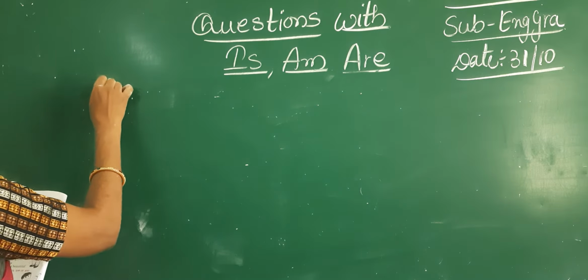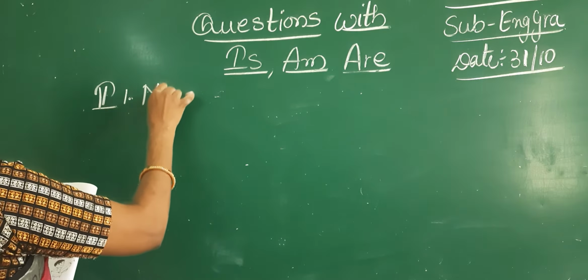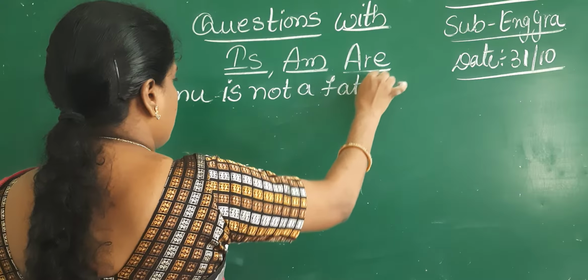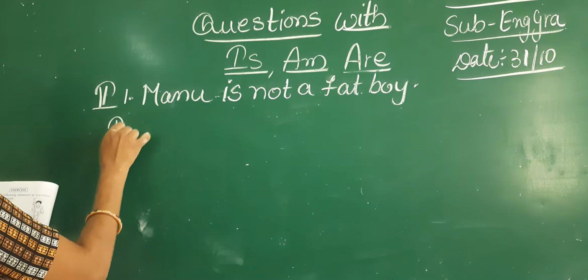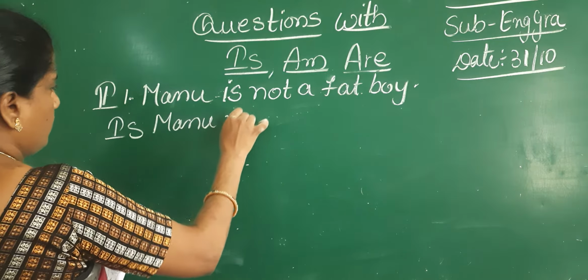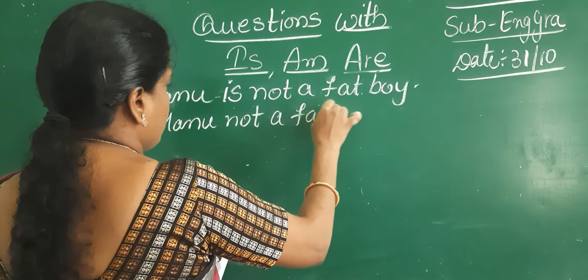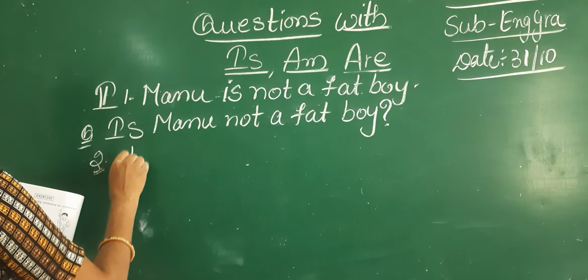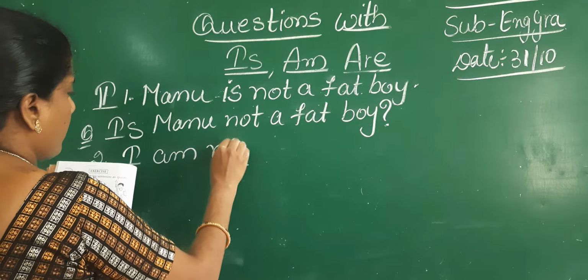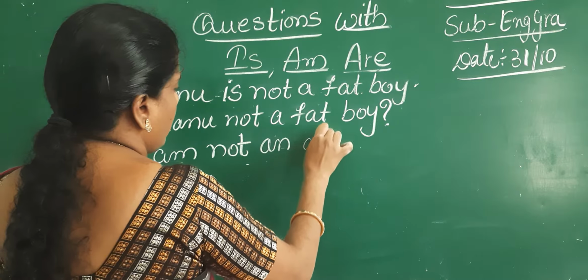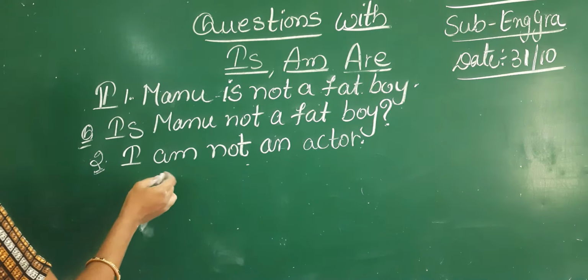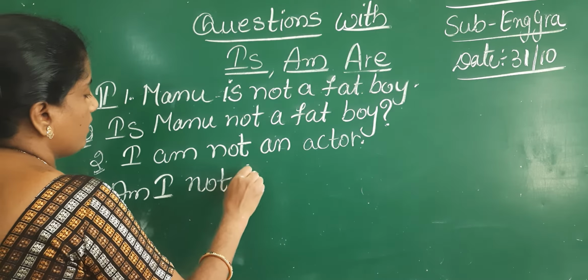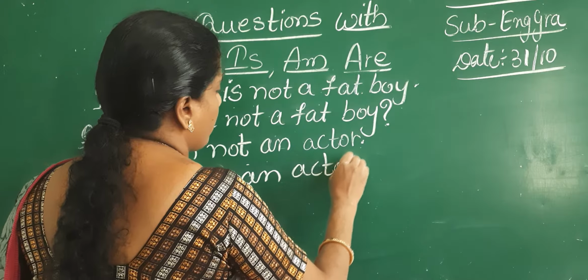Here also you have to frame questions, children. First sentence, Manu is not a fat boy. So, is Manu not a fat boy? Coming to the second one, children, I am not an actor. Am I not an actor?